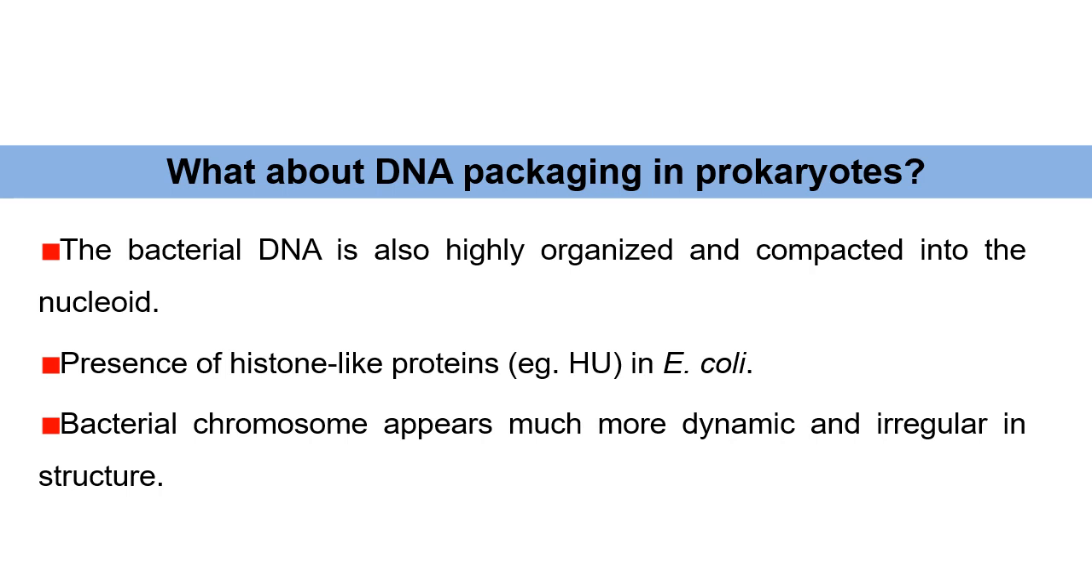Certain histone-like proteins such as HU protein, which is a 2 subunit protein with a molecular mass of 19,000 Dalton, are present abundantly in E. coli. The bacterial chromosome also seems to be much more dynamic and irregular in structure in comparison to the eukaryotic chromatin.